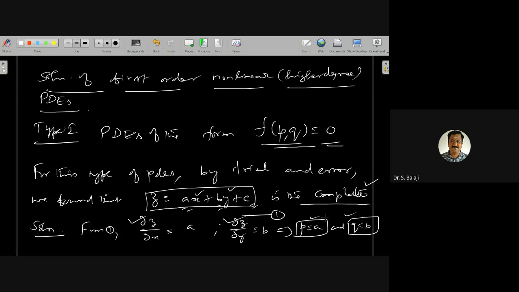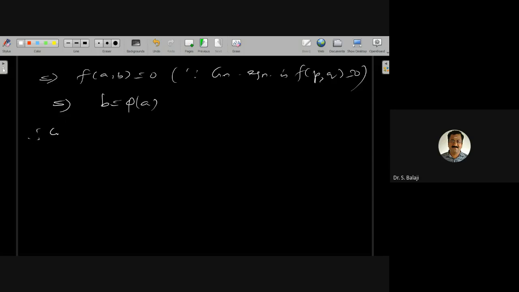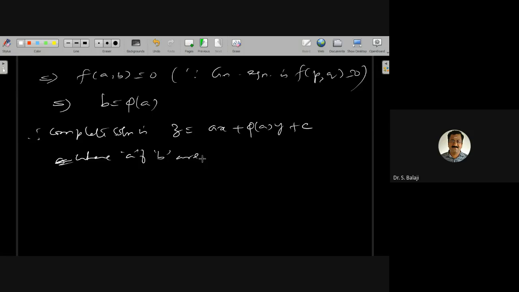Therefore, p equal to a, q equal to b. This gives f of a comma b equal to 0, since the given equation is f of p comma q equal to 0. f of a, b equal to 0 means you can write b as a function of a, say φ of a. Therefore, the complete solution of such PDEs is z equal to ax plus φ of a times y plus c, where a and c are arbitrary constants.